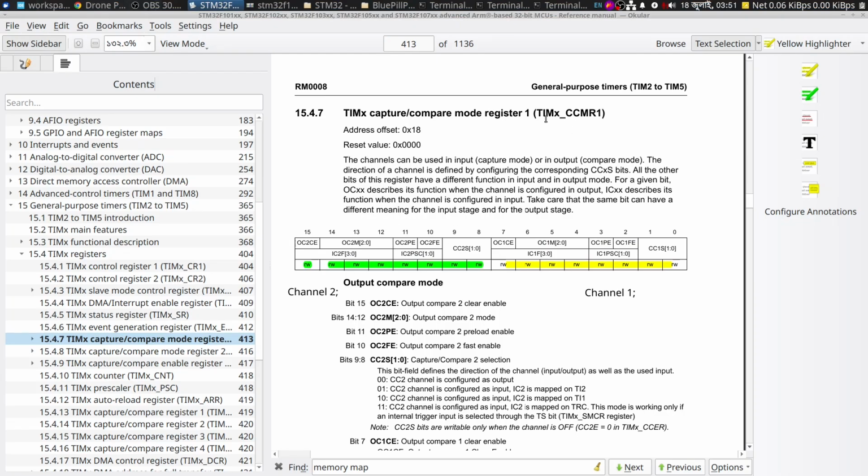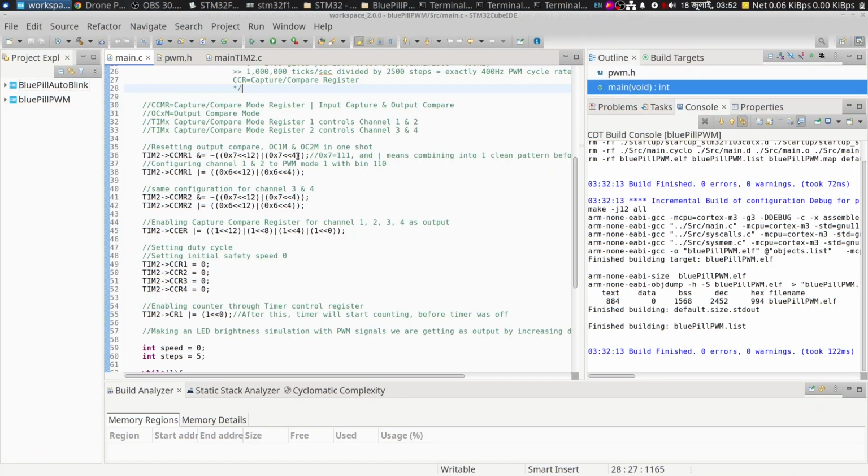This mode register 1 has 2 channels, and mode register 2 also has 2 channels. We want to configure those channels to pulse width modulation 1. So to make the output compare pulse width modulation 1, we want to set bits 4, 5 and 6, and for channel 2, bits 12, 13 and 14, to 110. We are doing it from bit 4, and for bit 12, 0x7.